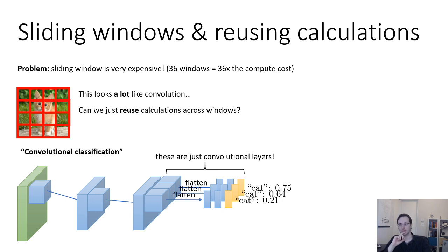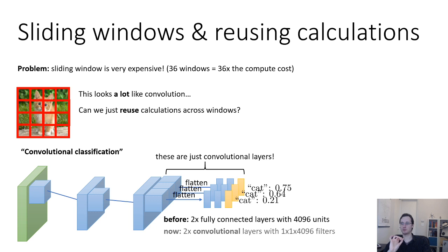How do we implement this? Well, before we had 2 fully connected layers after our convolutions. Each of them had 4,096 units. But we want to evaluate those fully connected layers at every position. That is basically a convolution. It's just a 1-by-1 convolution.